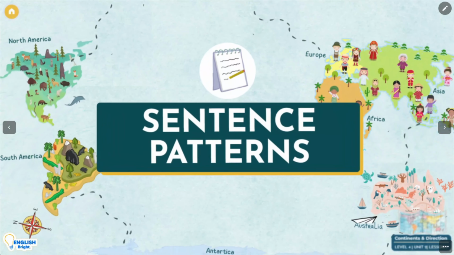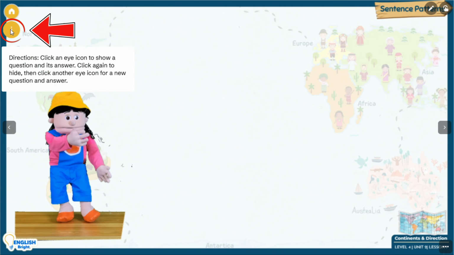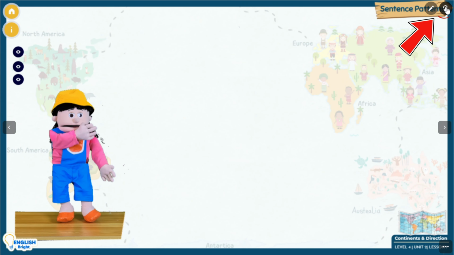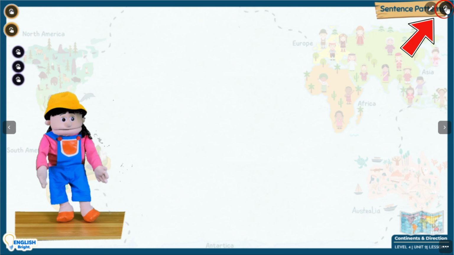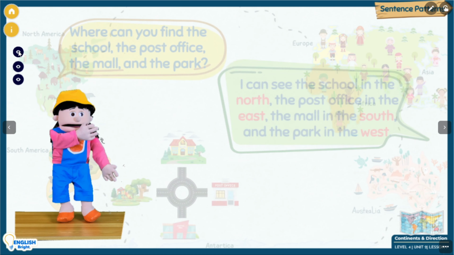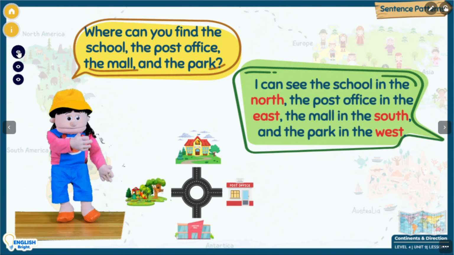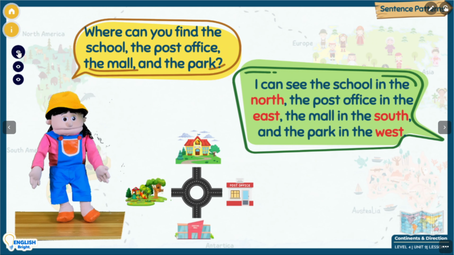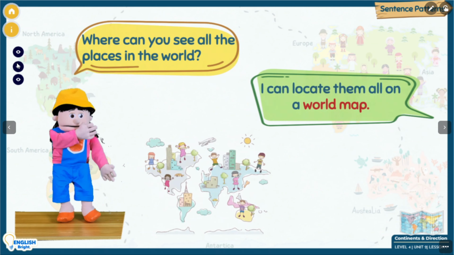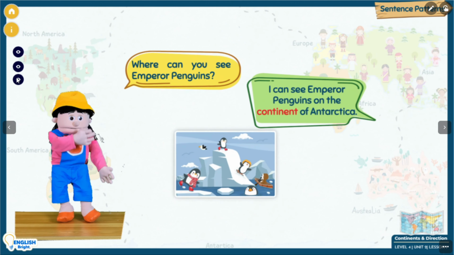On the sentence pattern slide, use the tooltip for guidance. Click the hand button to locate all interactive elements. Then, click the I buttons to reveal the sentences. After a sentence is revealed, the teacher can ask the question and the student will respond. Click the I button again to hide the sentence before moving to the next. Repeat this process for all the sentences.